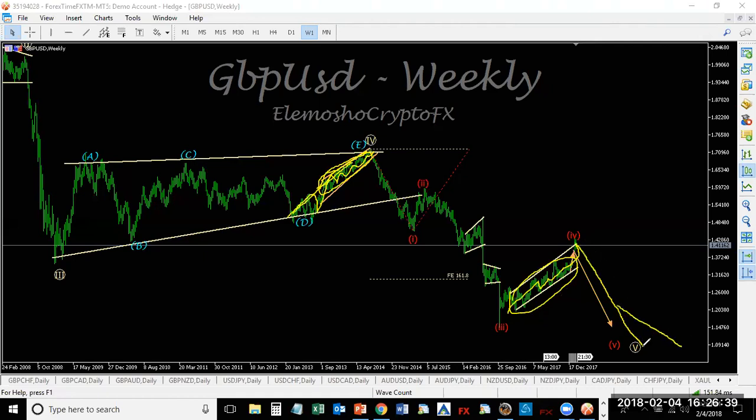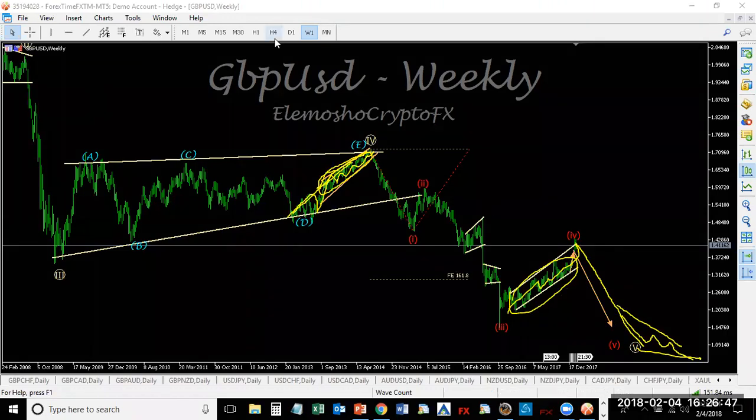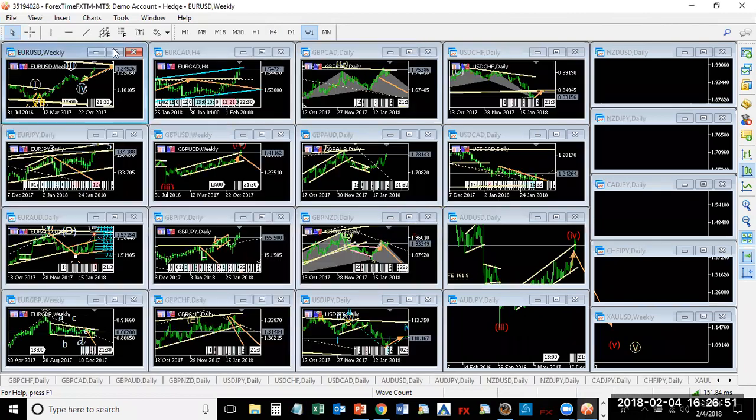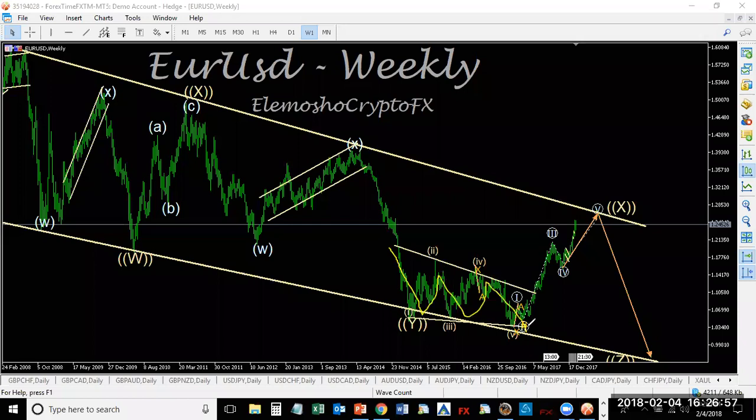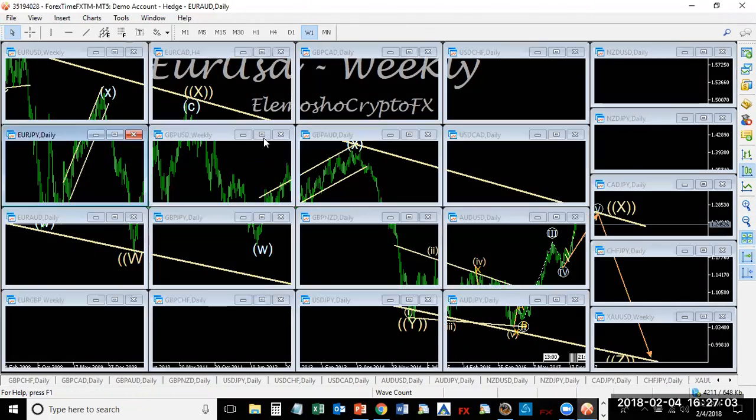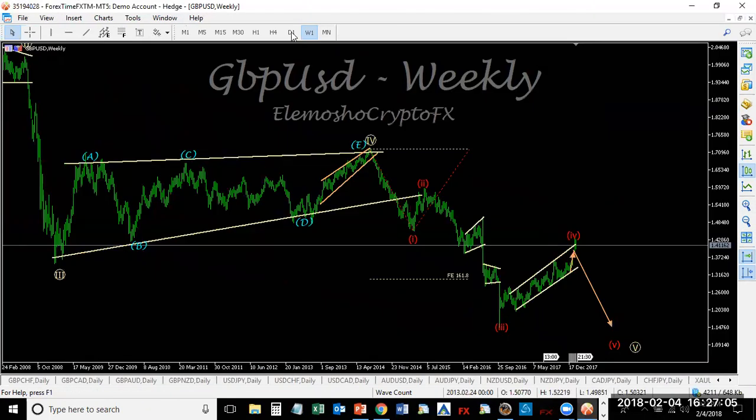And here, you can be expecting something that looks like a diagonal, just like I showed you in the Euro USD chart. In the Euro USD chart, we have something similar in the daily, which is this, where you have 1, 2, 3, 4, 5 before you now start having the move to the upside. So let me go back to the GBP USD and the daily time frame.